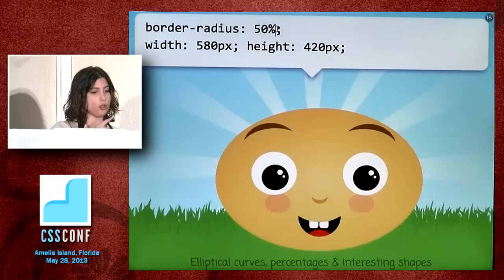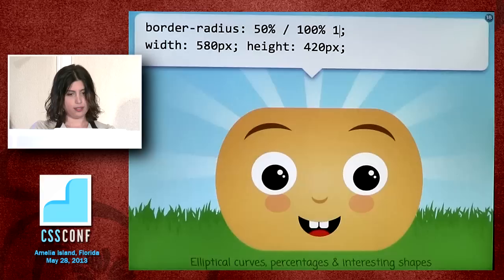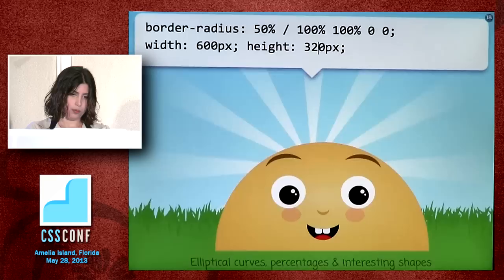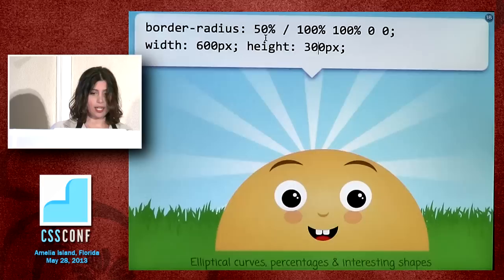So let's try this. And now we have half an ellipse. And if we make the width half of the height, we can have a semicircle. Okay, now we've seen how we can have an ellipse and half an ellipse, but can we have a quarter ellipse?